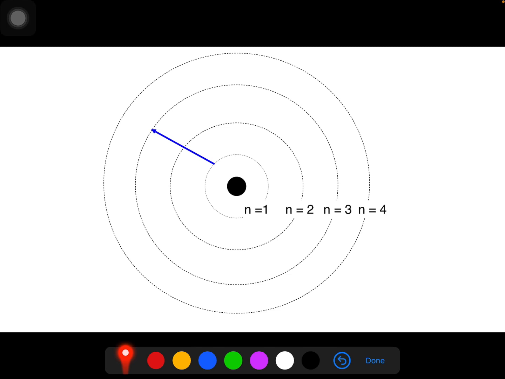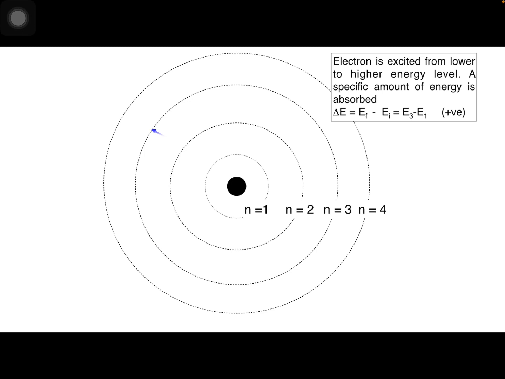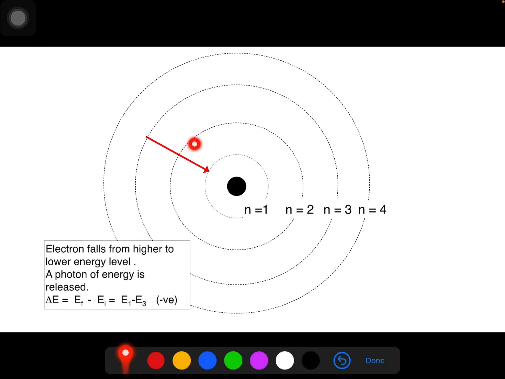ground state. Okay, so electron that is excited from lower to higher energy level, a specific amount of energy is being absorbed. Delta E equals to energy final tolak energy initial. Okay, and ini adalah energy being absorbed. Okay, so kalau absorb memang akan dapat positif. Okay, tapi kita nak fokus dekat energy being released. It is when electron dekat higher level drops to lower level, so dia akan release energy in form of photon.